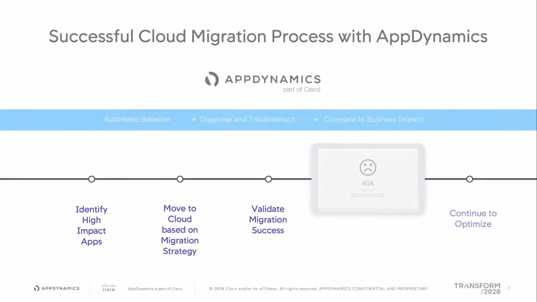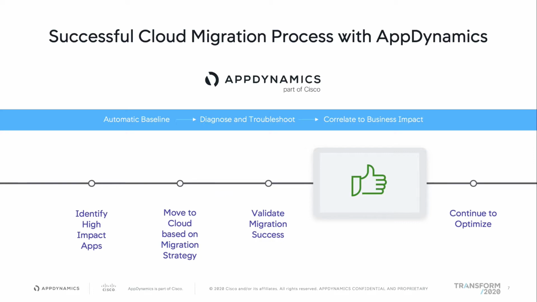For successful migration with AppDynamics, we suggest you engage right after you identify your applications, where you can define baselines automatically out of the box for all the metrics that are captured by our agent. As you move towards cloud, we can diagnose and troubleshoot the problems or hotspots associated with your application code running in cloud. You validate the success and make sure that the application is accessible to your end users and does not impact your business. So you will be able to correlate to your business impact.